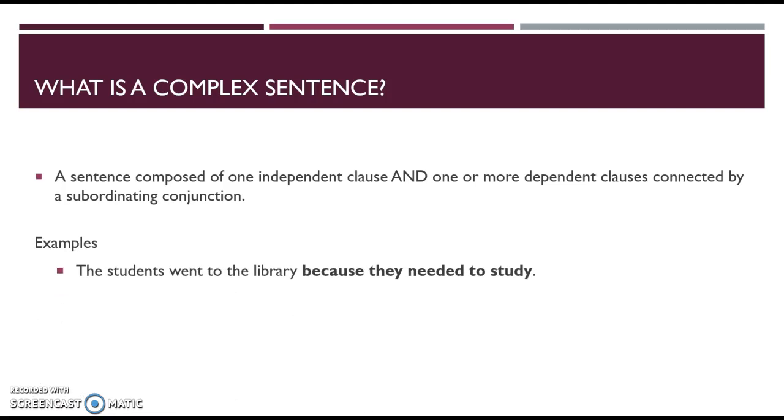We have: the student went to the library because they needed to study. This is an example of a complex sentence. We have an independent clause: the students went to the library. That clause can stand by itself and make sense. Because they needed to study, this is the dependent clause. This clause cannot stand by itself because of the word because.